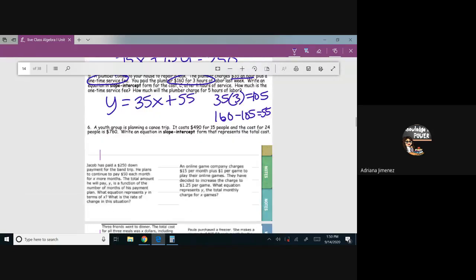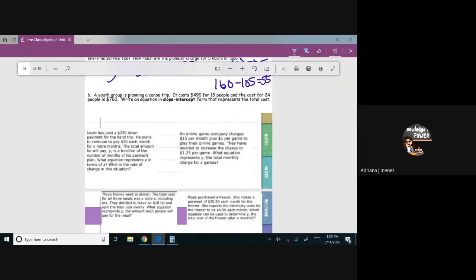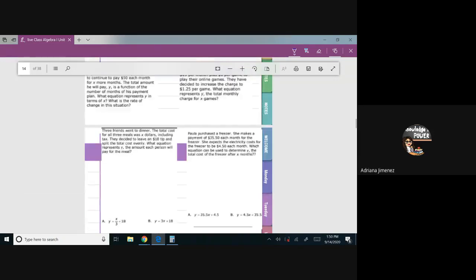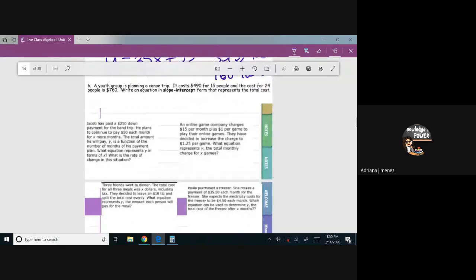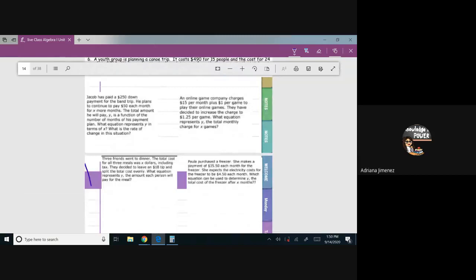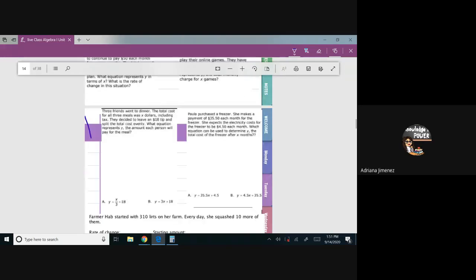A youth group is planning a canoe trip. Number 6, we do exactly like how we did the other word problems. I don't want to get bogged down too much because we only have 10 minutes. Can we skip some of these word problems and go down to the bottom, or do y'all want to do these? What do y'all say? Just skip them, miss. Okay, yeah, just skip them.